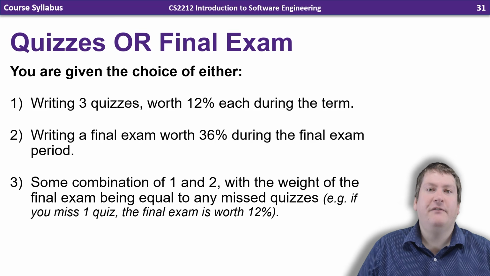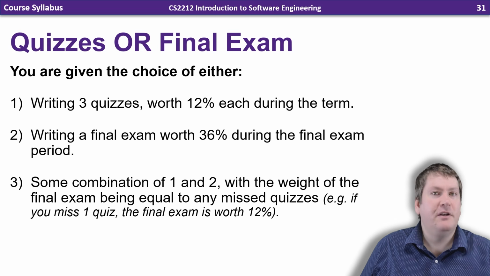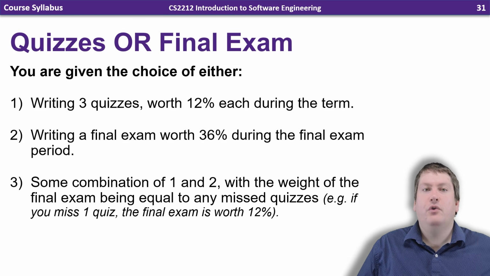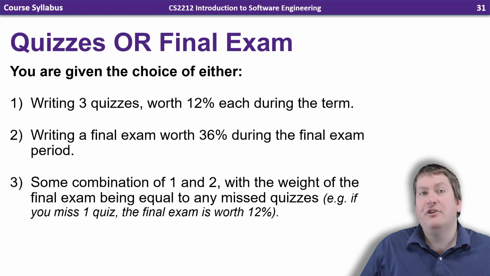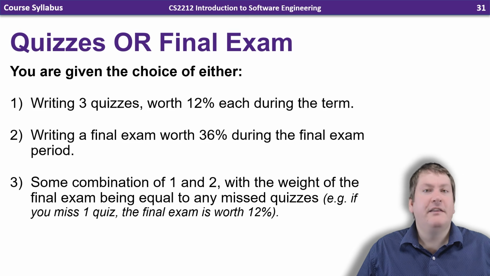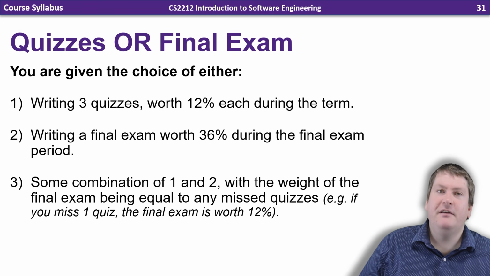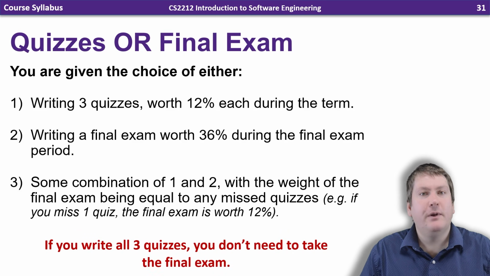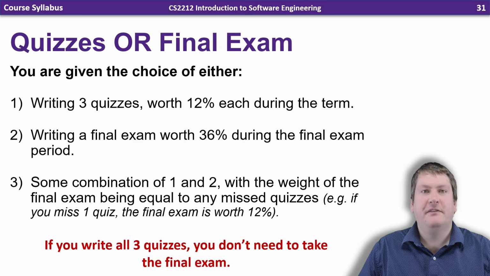In this case, if you write, for example, 1 quiz, then the remaining worth of those quizzes that you didn't write will simply be shifted to the final exam. So if you missed 1 quiz, you wrote quizzes, let's say 2 and 3, but not quiz 1, then your final exam would be worth 12%. If you missed 2 quizzes, then your final exam would be 24%. If you didn't write any quizzes, then your final exam will be 36%. That does mean that if you write all 3 quizzes, then you don't take the final exam.